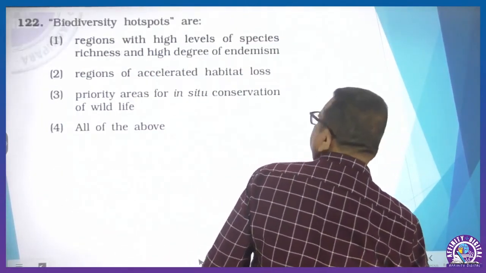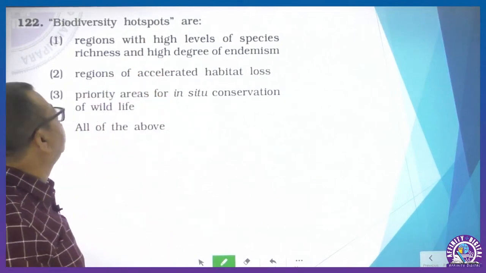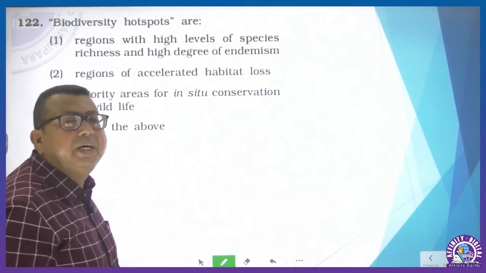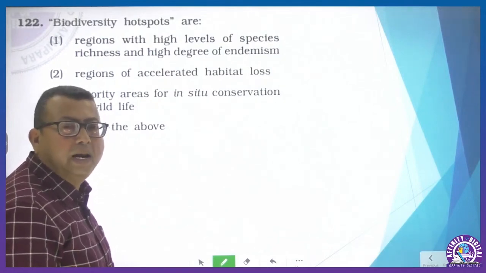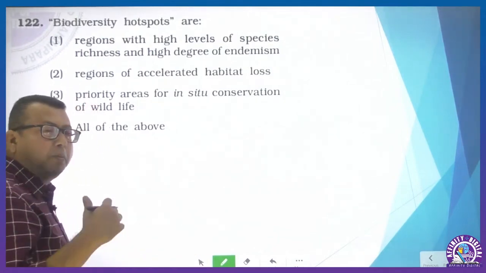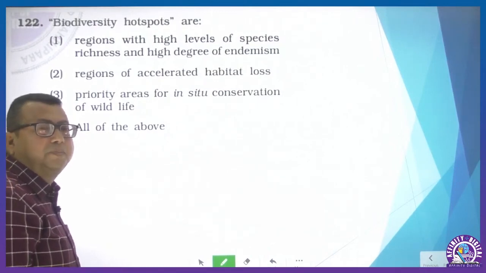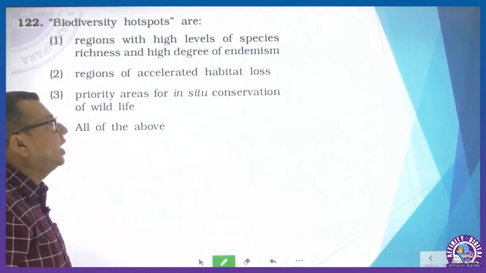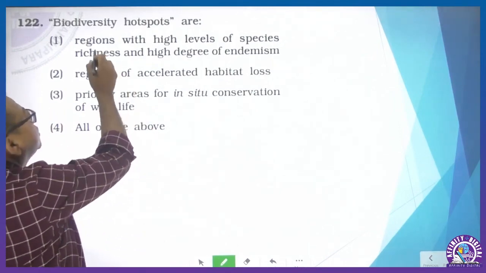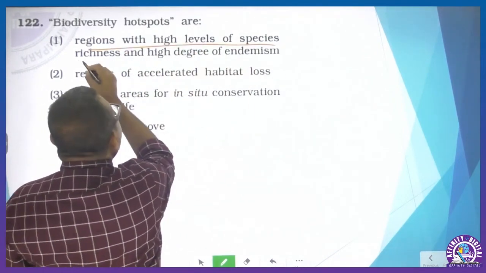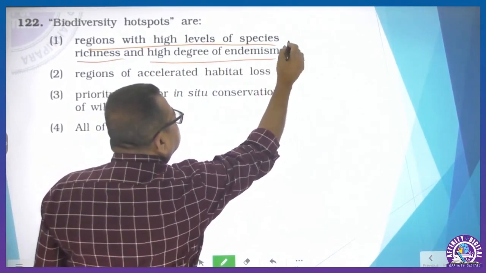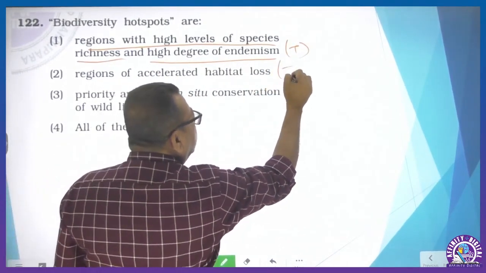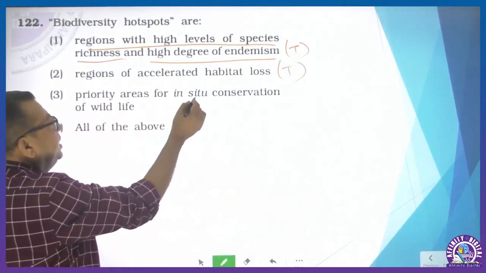Option number 2. Next question. Biodiversity hotspots are priority areas of in situ conservation of wildlife. Okay? And how many total hotspots of biodiversity are there at present? The total hotspots of biodiversity at present in the world is 34. So hotspots are regions of high levels of species richness and high degree of endemism. True. Regions of accelerated habitat loss, this is also true.